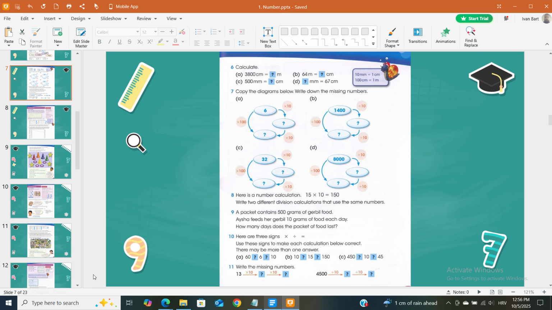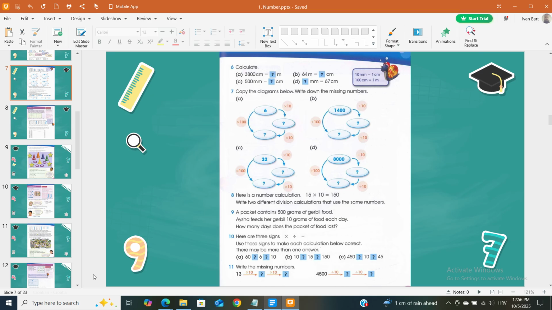8. Here is a number calculation. 15 times 10 equals 150. Write 2 different division calculations that use the same numbers. 9. A packet contains 500 grams of gerbil food. Aisha feeds her gerbil 10 grams of food each day. How many days does the packet of food last?